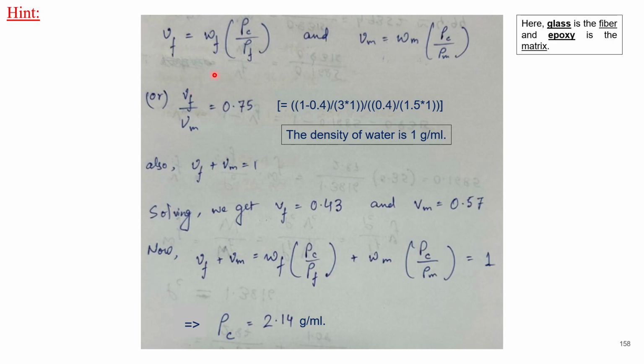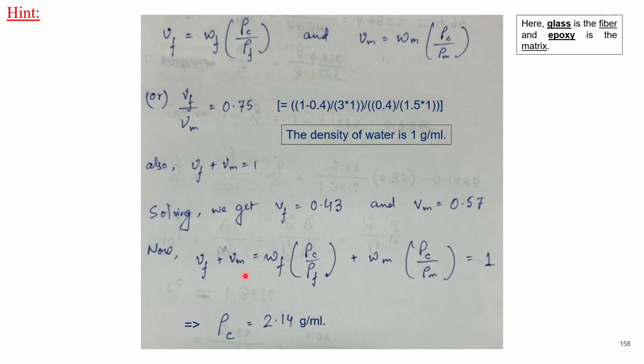So if you remember this relation, Vf equal to Wf into rho c by rho f, and Vm equal to Wm into rho c by rho m. So Vf by Vm from these equations will be equal to 0.75, found by these values. Substituting the values, it is (1 minus 0.4) by 3 into 1 divided by 0.4 by 1.5 into 1. And the density of water we all know is 1 gram per ml. So here glass is the fiber, epoxy is the matrix. So Vf plus Vm equal to 1. Solving using these two relations, we get Vf equal to 0.43 and Vm equal to 0.57.